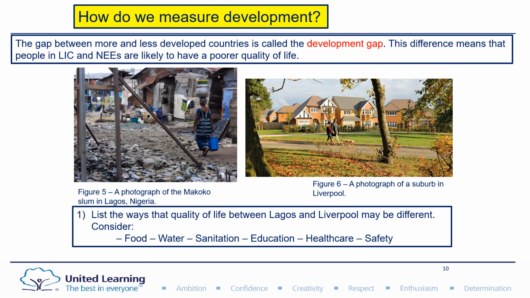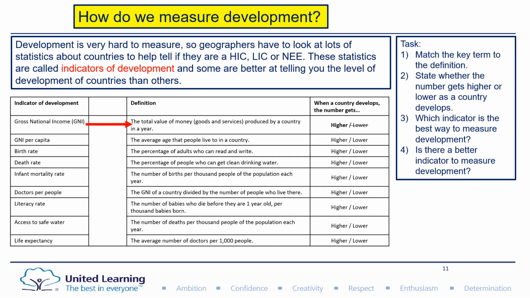In figure 6, people have access to education and healthcare, meaning when they're sick they can get treated, and going to school and education gives them the skills to get higher paying formal jobs in the future, whereas figure 5 doesn't have these. So there's going to be a gap between the development of the people living in both areas. And as geographers, we measure development by using a variety of indicators.